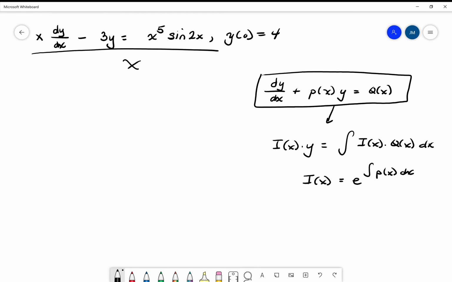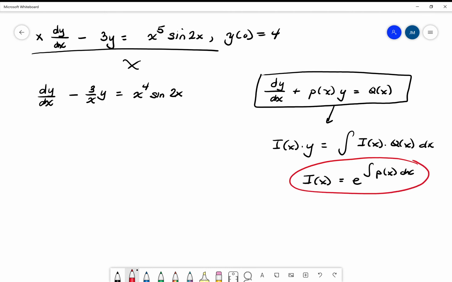So that means we have dy/dx minus 3 over x times y is equal to x to the fourth sine of 2x. And boy, I have to tell you, that right-hand side looks a little scary. Maybe something happens here that it's going to be a little rigged. Who knows? So then the first thing we do is find what we call the integrating factor.